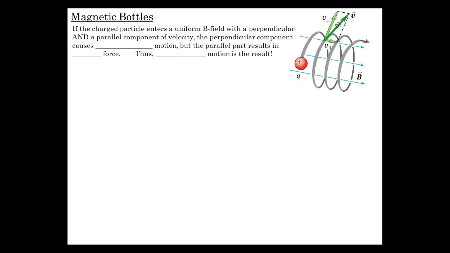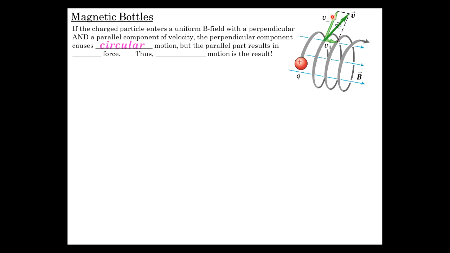You may have wondered how one might trap plasma. Well, the answer is a magnetic bottle. So, if charged particles enter a magnetic field, not perpendicularly, but at a slight angle, what we get is a circular motion component. But since the velocity here is not perpendicular to the magnetic field, it has a parallel component. That parallel component experiences no force.